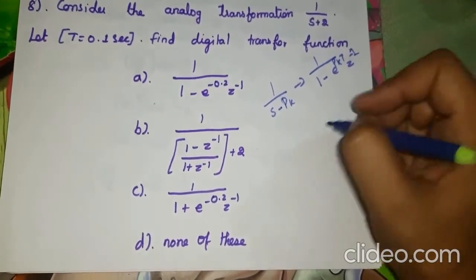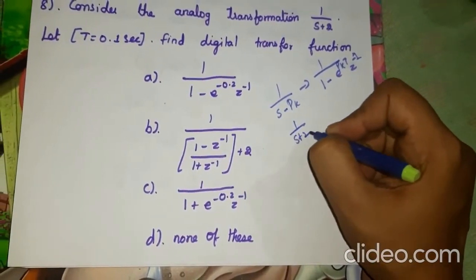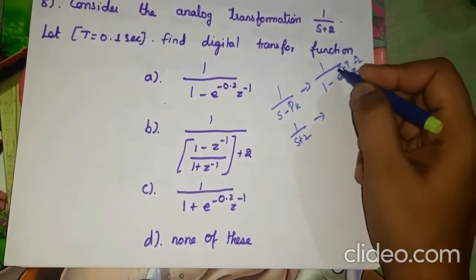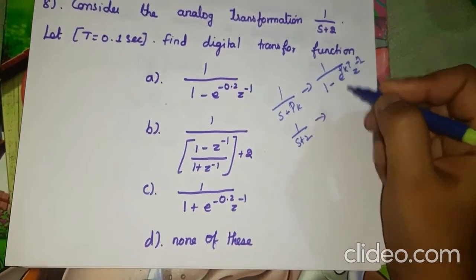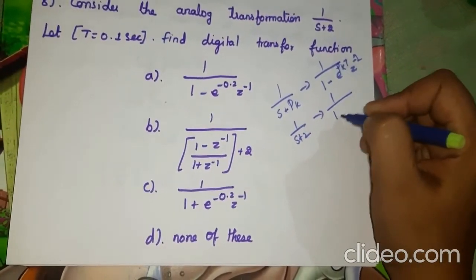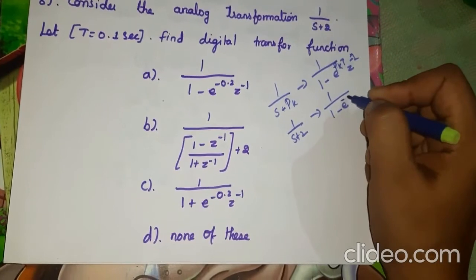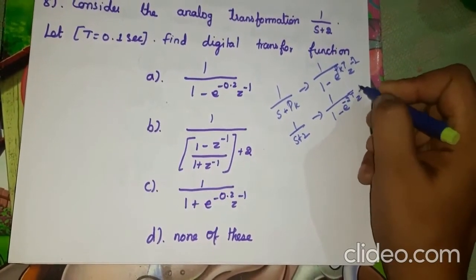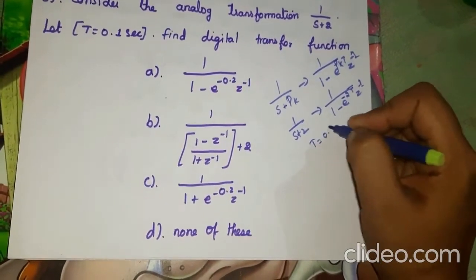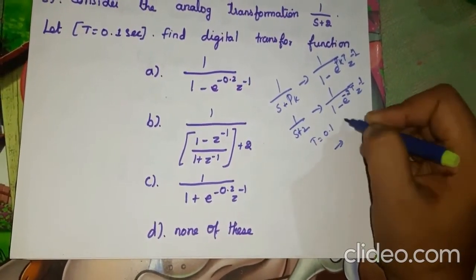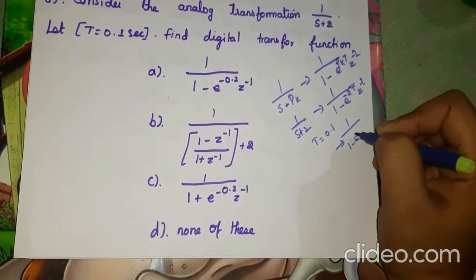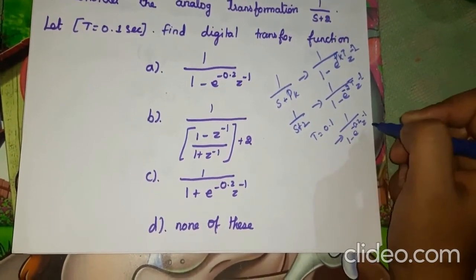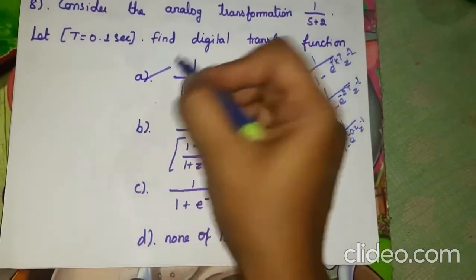So this is the formula, and here we have s plus 2. So for the pk value, here plus means this becomes minus. So we will get 1 minus e power minus, pk value is 2, into T z power minus 1, and T value is 0.1. So this becomes 1 divided by 1 minus e power minus 0.2 z power minus 1. So here the answer is A.